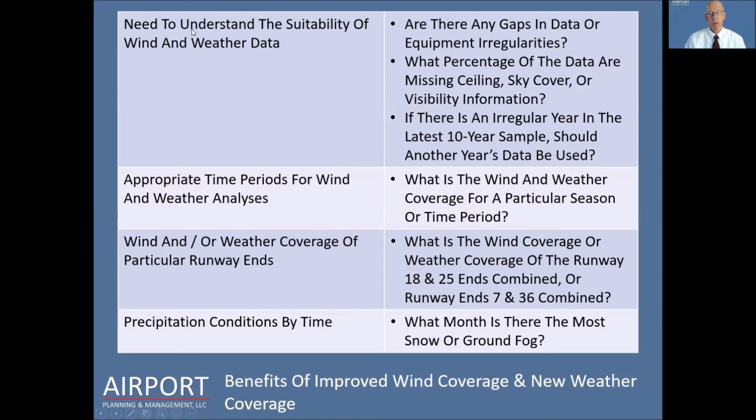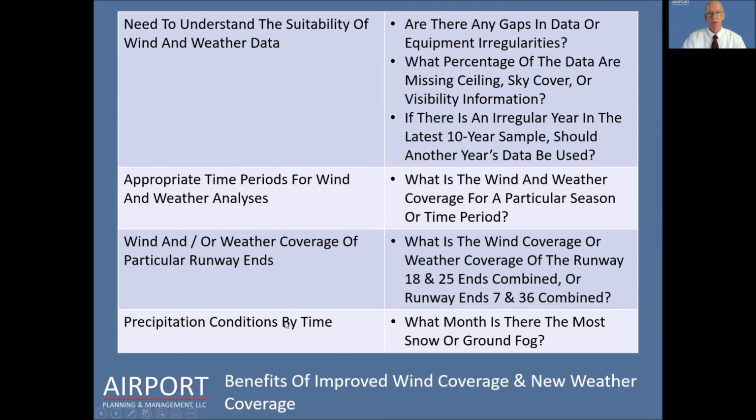Many reasons. You really need to understand the data. That detailed data stays with you throughout the process. All of the agencies require that you do the analysis for the relevant time period: day, night, IFR, VFR, season. Wind coverage on a particular runway, and instead of just using the opposing ends of the runway, maybe you'd want to look at runway 18 and 25, runway 7 and 36.